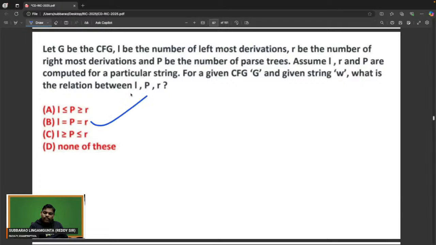Everyone know it is a very important point. For a given CFG and a given string W, what is the relation between L, P, R? Answer is the second option, right? It's a very important one, so please take care. It's a nice problem. Number of leftmost derivations is equal to number of rightmost derivations is equal to number of parse trees. If you don't know, please remember this. In the classroom also, we discussed it.